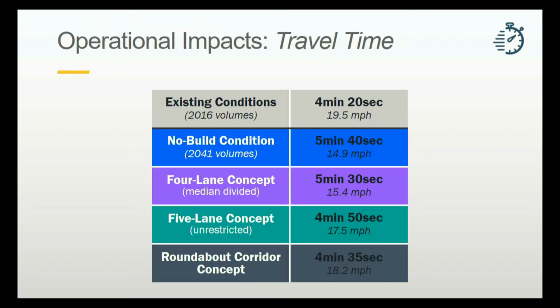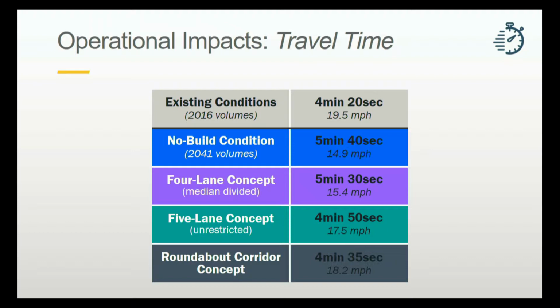Now, I'll admit the results are mixed in terms of our access management options. The 4-lane didn't really help that much, and that's because of the added amount of green time we had to have for left turn phases, because we have more left turning movements and more U-turning movements at those major intersections. The roundabout corridor concept did not have that problem quite as much.